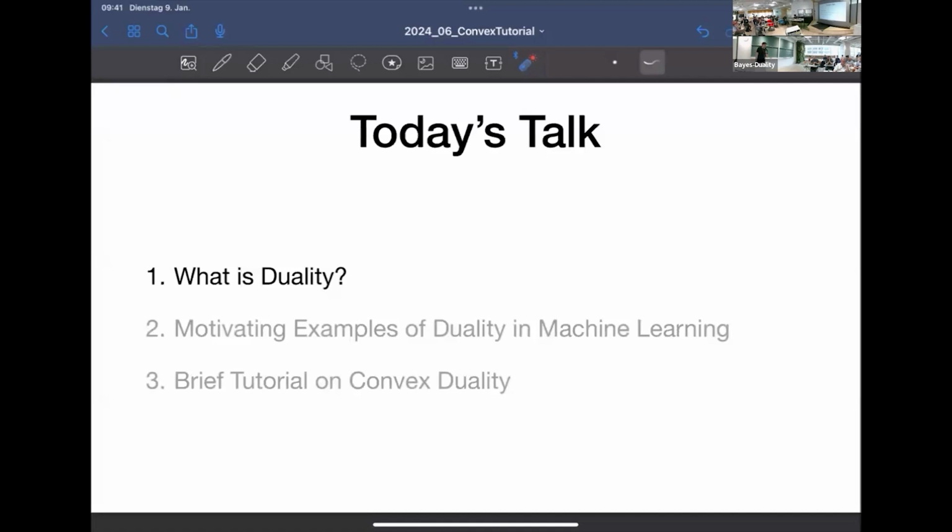So to start with, what is duality? If something comes to your mind, feel free to say something. Transpose of a matrix. I think that's a very good example of duality between linear spaces. You have a vector space, you have a dual vector space. It's a very specific thing, right? It's an example, but what is duality in general? What does it mean?